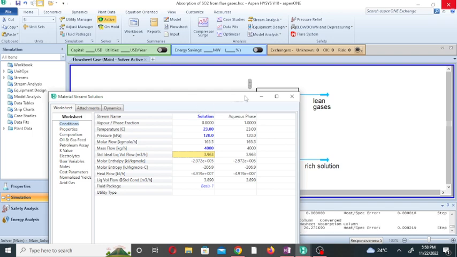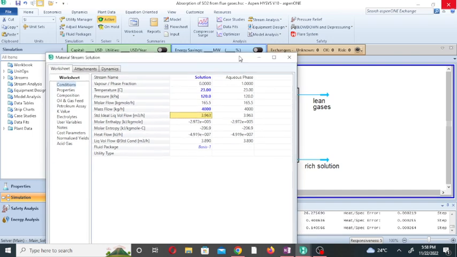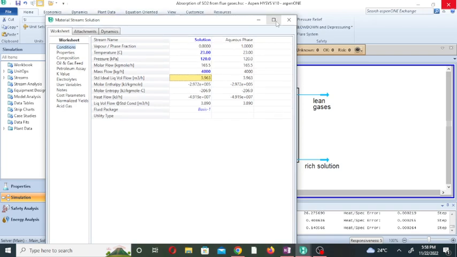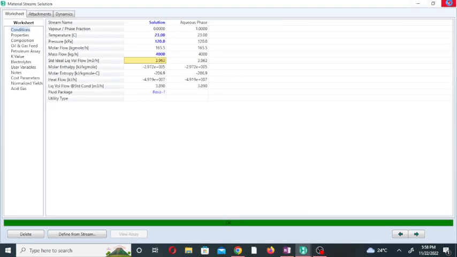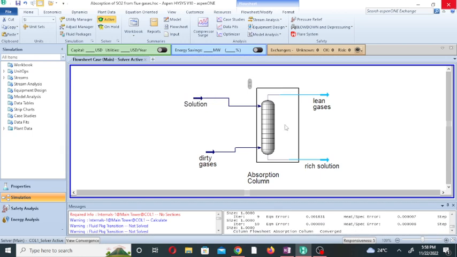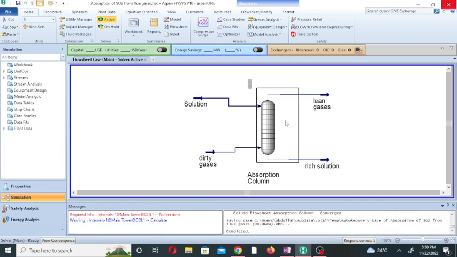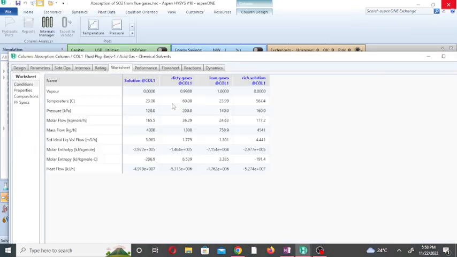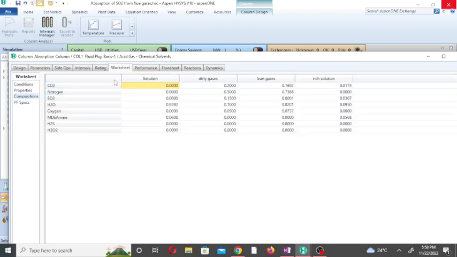Okay. Now close it. It is fully converged. Now double click on the column and come to the worksheet, come to the composition, and now check: in the dirty gases the sulfur dioxide is 15%, but here it is 0.001.